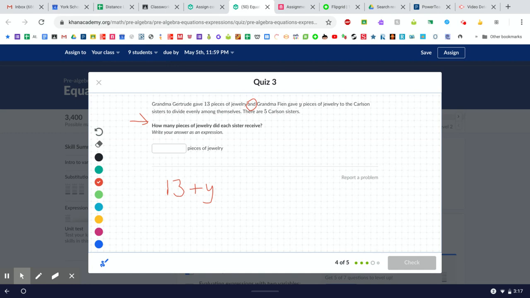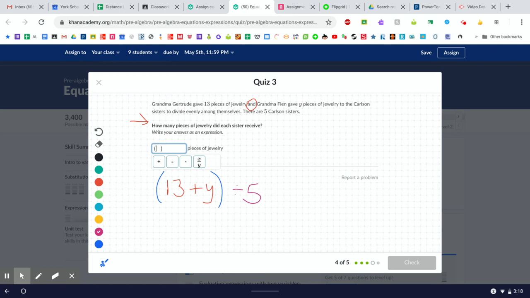All right, so I got 13 and Y. That's a total amount of jewelry, and that is divided up amongst the 5 sisters. Now, order of operations says division would come first, which means if I want it to come second, I have to put this in parentheses to make this come first. And then I can divide that total number by the 5 sisters. So 13 and Y, add them all up, divide by the 5 sisters. I think that's the amount of jewelry each sister gets.